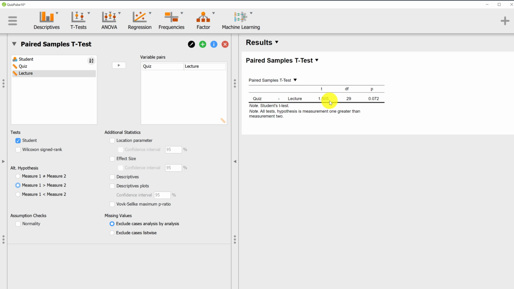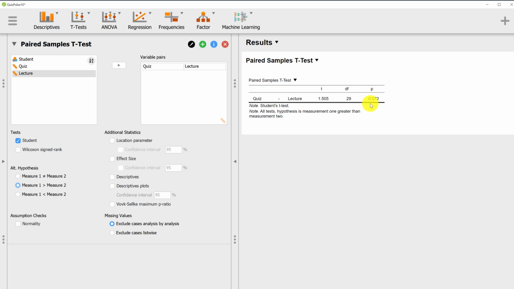We have our t-test statistic with degrees of freedom and p-value. We compare this p-value to our alpha level. At a standard 0.05 alpha level, our p-value is greater than alpha, so we fail to reject the null hypothesis. There is not evidence that the average pulse rate is higher during the quiz compared to during the lecture.